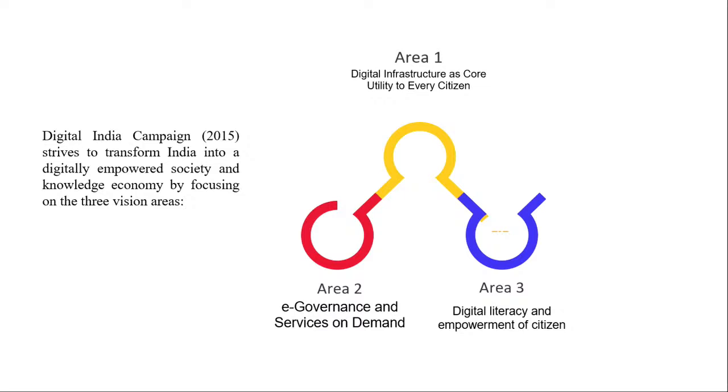Then area two is e-governance and services on demand. So e-governance and any kind of service which we strive for, ICT makes it possible to bring to us on demand. That was another area, or another vision, of the Digital India campaign. Then area three is digital literacy and empowerment of citizens. To use information and communication technology, digital literacy is also very, very important, and it empowers citizens.